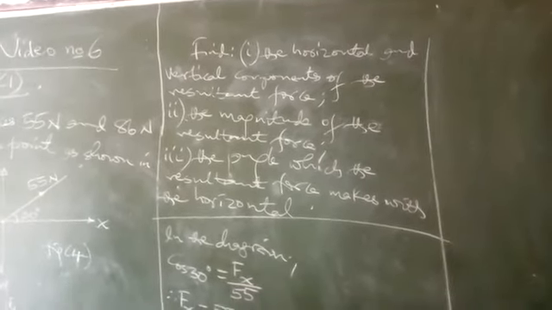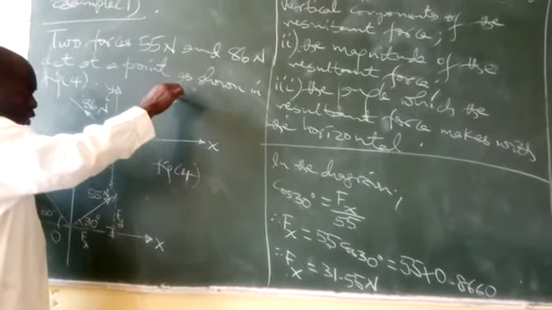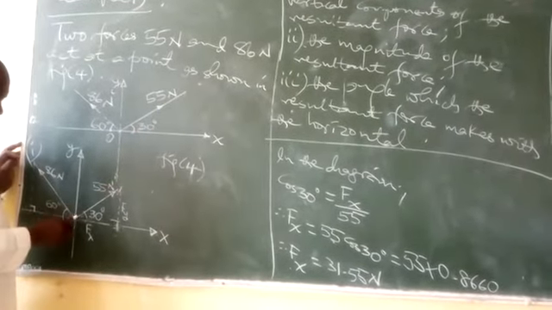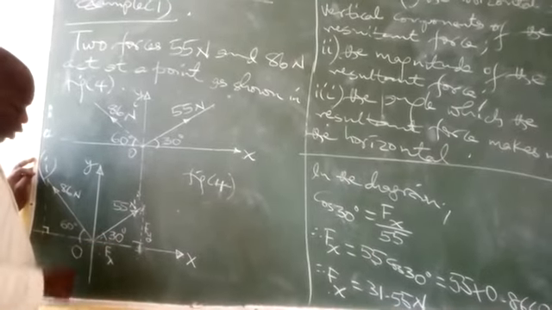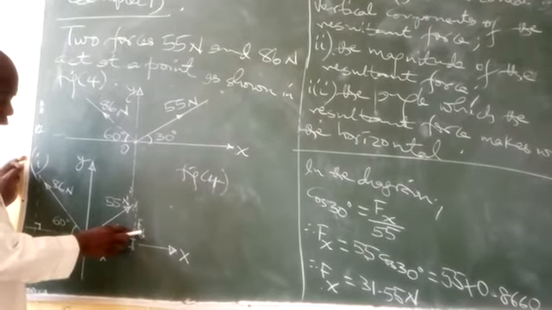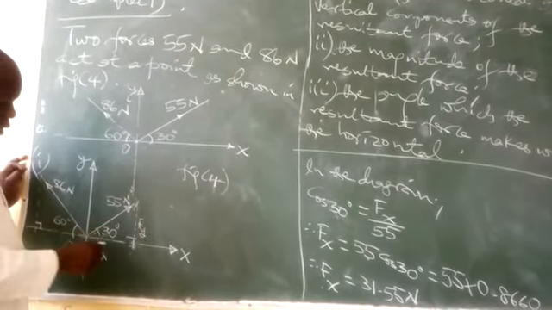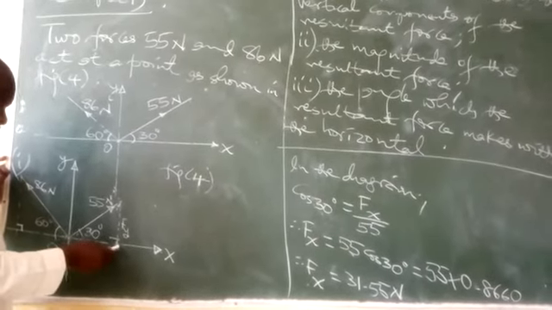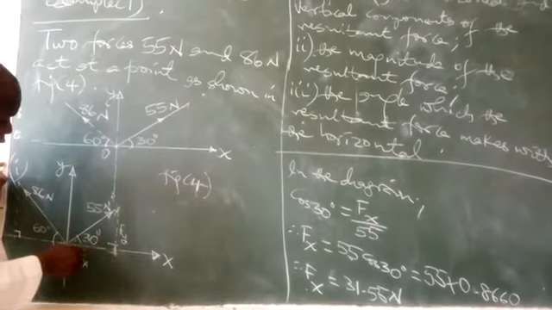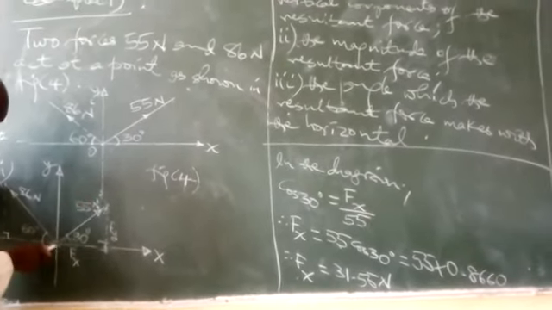In order to find the horizontal and vertical components, we drop the perpendicular from the head of this very force. Drop the perpendicular downward to meet the x-axis. That is what we have done here. Drop the perpendicular from the head of that 55 Newton downward, so that in the process a right angle triangle is formed. Then, since it's a right angle triangle, the horizontal component of this 55 Newton can be represented with f sub x.